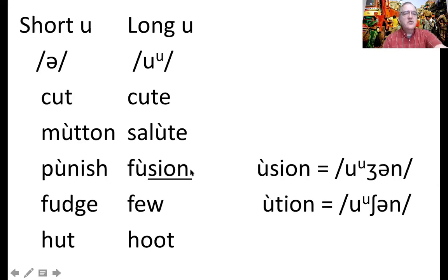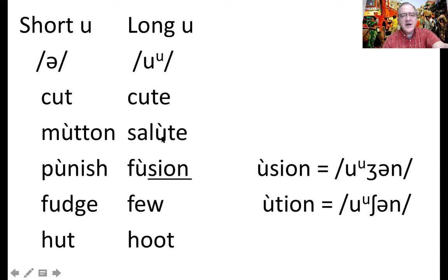Here we have short U. We have the short word, so it's cut. Please repeat. Cut. Cute. Now, this is a long word, but it's a stressed U, and a stressed vowel is going to be short. Mutton. So this is actually schwa, mutton. And this is salute.